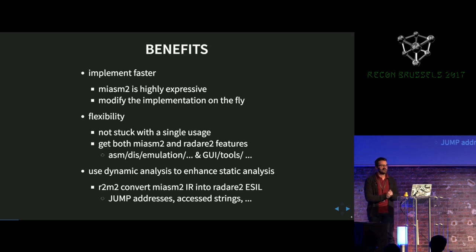Also, it gave me flexibility because I was not stuck with a single usage. At the beginning, I chose to use MiaSM for this weird CPU architecture. So it gave me assembly, disassembly, and emulation. And r2m2 is giving me the graphical interface of r2. So I'm not stuck with only one tool. I can use both. And finally, r2m2 is translating the internal MiaSM expressions into radare ESIL, which is an r2 internal expression.